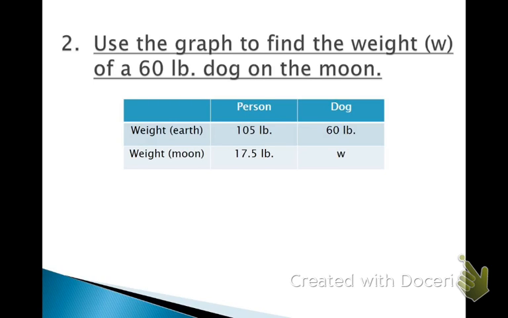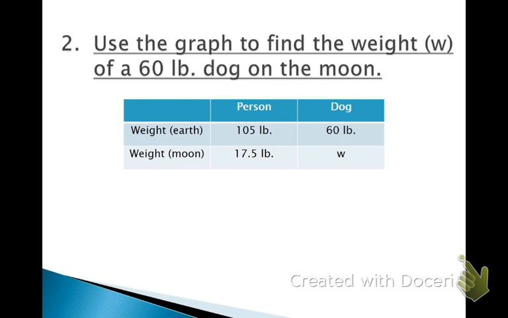Okay, so here I've got a graph, and this graph shows how much a 105-pound person would weigh on the Earth. That same person does not weigh 105 pounds on the moon. How much do they weigh on the moon? 17.5 pounds. So if you want to make yourself feel good, you should just go to the moon, weigh yourself there, and you'll be a lot less than you would be here, okay?